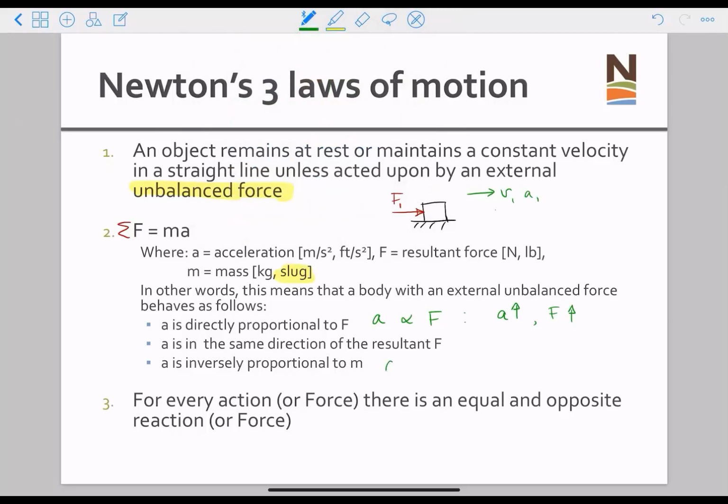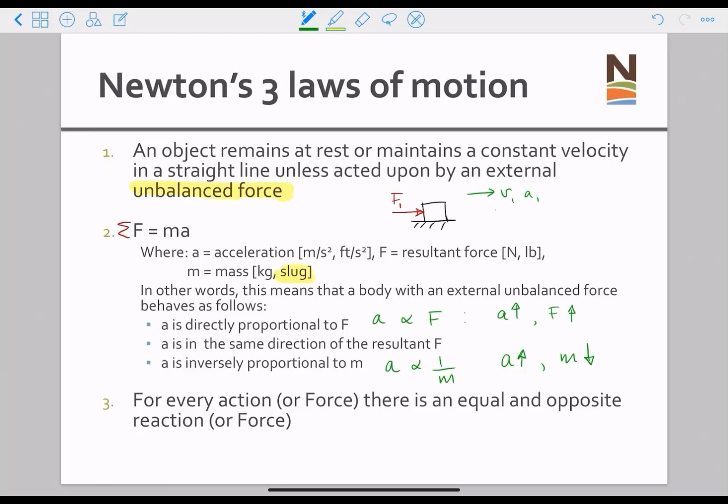So how would I show that? I'd say A is proportional to the inverse of M. And what that means is that as A is increased, then M is decreased, or if M is decreased, then A is increased, and vice versa. So they are inversely proportional. Just something to keep in mind when you are solving problems.